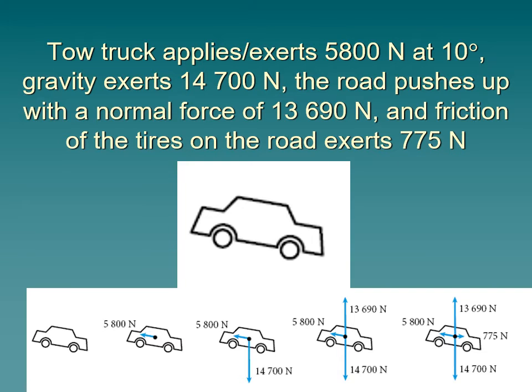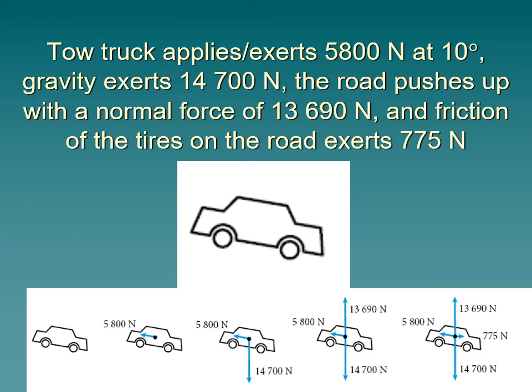Here is a car being towed, I guess, and we have some values. So the tow truck expertly applies 5,800 newtons at 10 degrees. Gravity is going to exert some forces. The road's going to push up with its own supporting force, the normal force, of the 13,000 value there. And we have some friction on the tires as the vehicle is towed down the road.